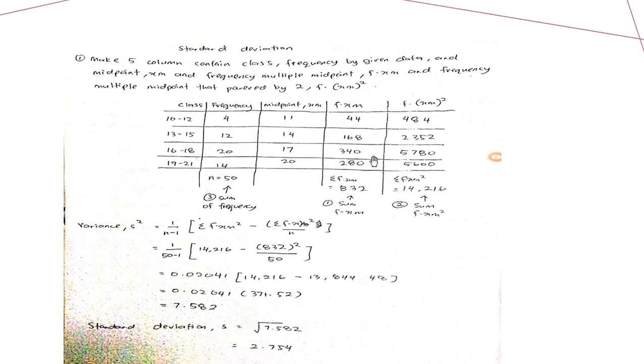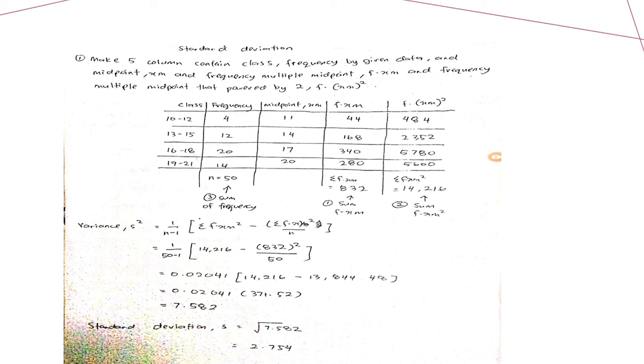My name is Syazani bin Yusof. I will explain about the standard deviation question. Firstly, we have already been given the 2 columns, which are class and frequency. So we need to add 3 more columns, which are midpoint, frequency multiplied by midpoint, fxm, and frequency multiplied by midpoint to the power of 2, fxm square.